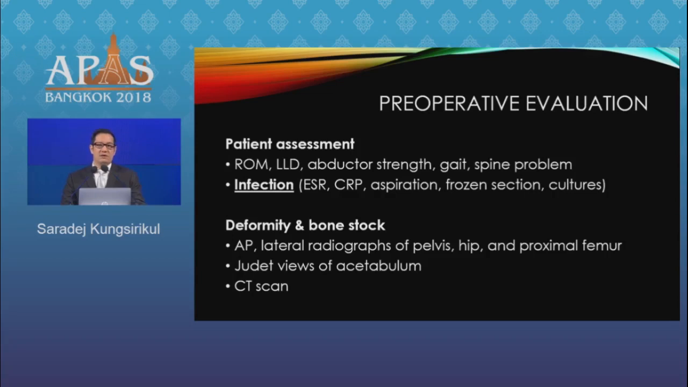For the bone stock or deformity, we do the standard radiography. And sometimes in the case of instability, we do more investigations like a 2D view. A CT scan may be necessary in some cases because this group of patients has a deformity, especially varus deformity and retroversion, but I do not recommend doing that routinely.